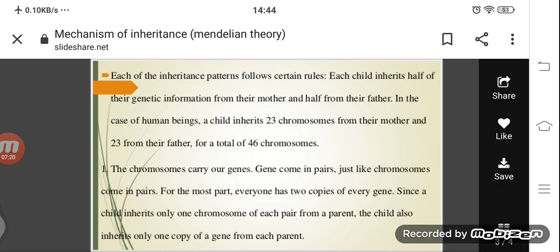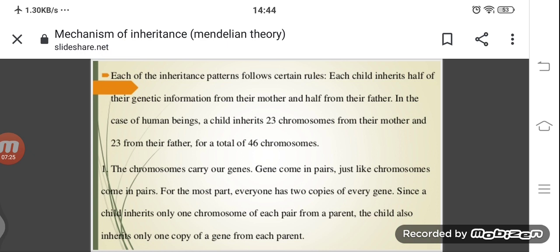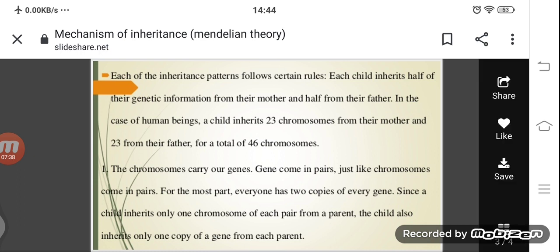And the next one: the chromosomes carry our genes, and they come in pairs. Genes come in pairs, just like chromosomes, which always come in pairs only. So how many pairs of chromosomes are present in the human body? Only 23 pairs of chromosomes are present in the body. The sex chromosomes, XX or XY, are also present in the human body. So the next one: for the most part, everyone has two copies of every gene.